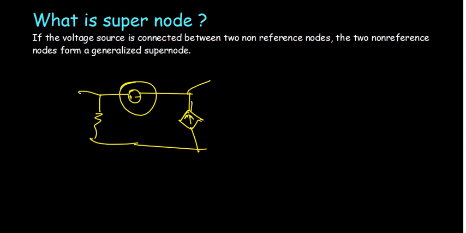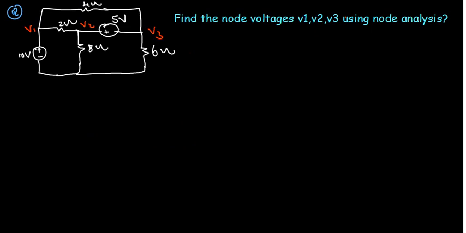So when you see a voltage source in nodal analysis, you need to analyze whether it is a supernode or a normal node. So let's take an example. Here is the question: 10 volts and 5 volts, 8 ohm, 6 ohm, and here V1, V2, V3, 4 ohms. The question is, find the node voltages V1, V2, V3 using nodal analysis.